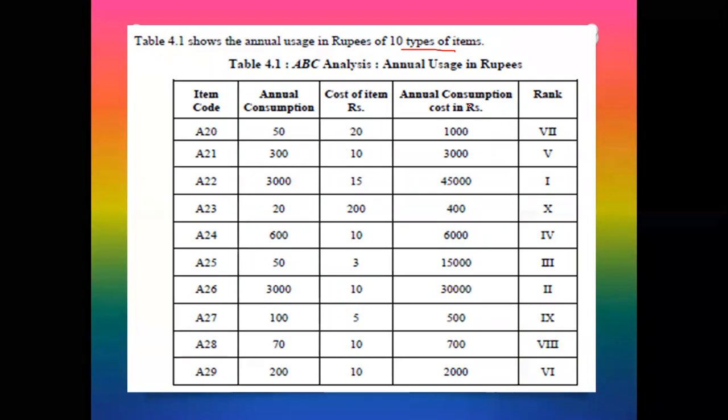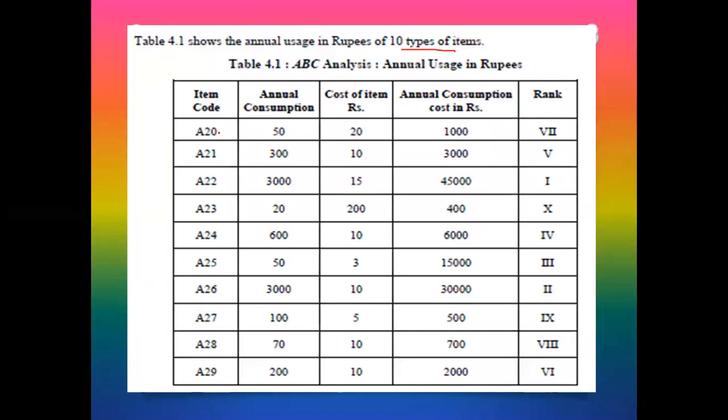Next, annual consumption cost in rupees. Per year we use 50 units of the A20 item. Per year we use 600 of the A24 item. Per year we use 3000 of the A26 item. Then what is the cost of each item? Suppose per item is 10 rupees. Annual consumption cost is 3000 into 10 rupees, 30,000.